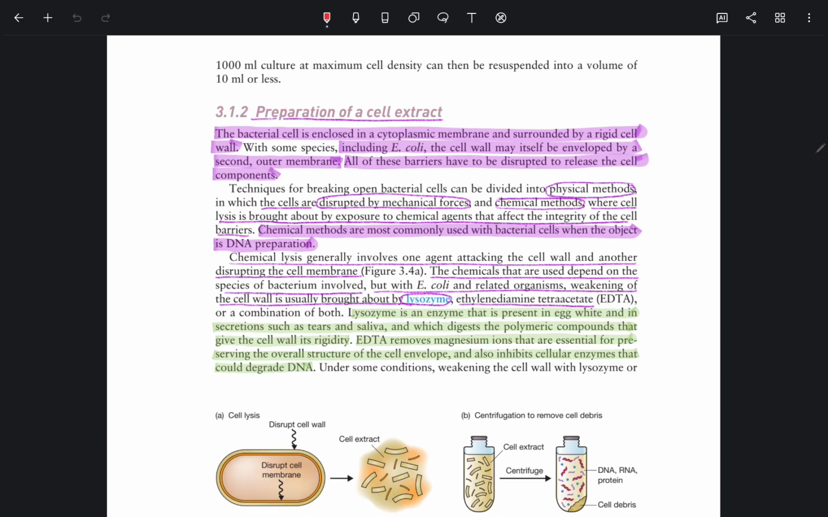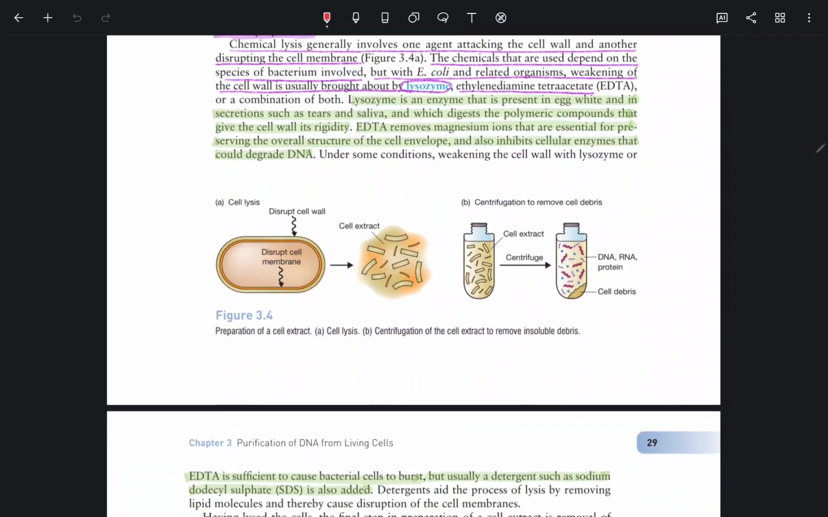Lysozyme is an enzyme that is present in egg white and in secretions such as tears and saliva, and which digests the polymeric compounds that give the cell wall its rigidity. EDTA removes magnesium ions that are essential for preserving the overall structure of the cell envelope, and also inhibits cellular enzymes that could degrade DNA.